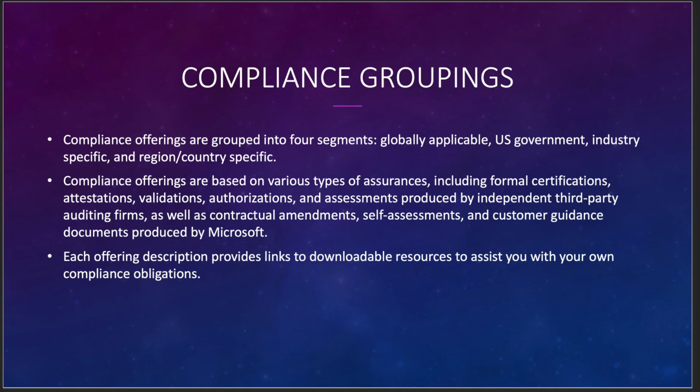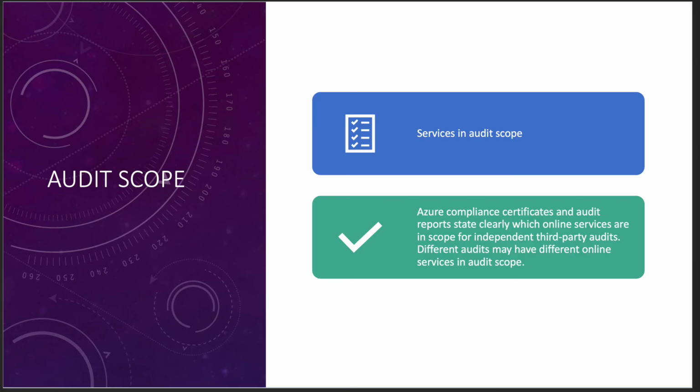So each offering description defines links to downloadable resources, and then you can manage out what your own compliance obligations are as part of this. And again, your legal team, your audit, and your compliance department are going to be a big part of this, because services and audit scope is a big thing. The cloud changes your audit scope a little bit. It's not really all that much, but you don't have to certify a data center. You don't have to certify links, connections, or a lot of other things at that physical level. What you just need to certify is how you've implemented your controls and your code.